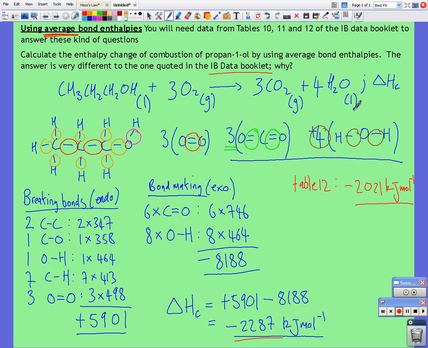However, the other thing about average bond enthalpies is that they refer to bonds being broken in the gaseous state. Because we've got liquid alcohol and liquid water being produced, calculating the enthalpy change using average bond enthalpies which have been found in the gaseous state is going to be slightly wrong. It's going to give us a slight error, and that's why we've got two different values. Okay, hope that helped.